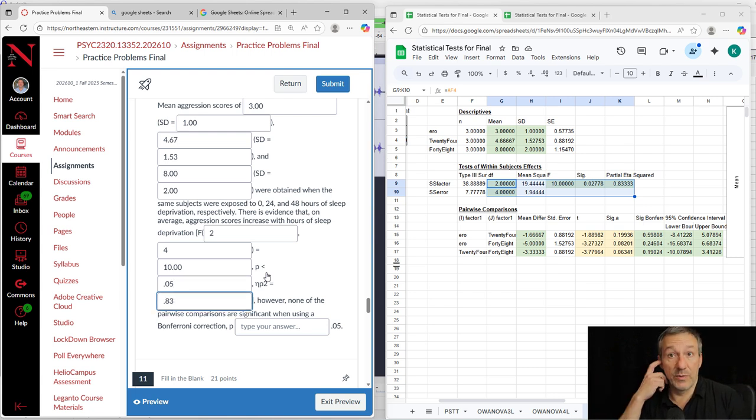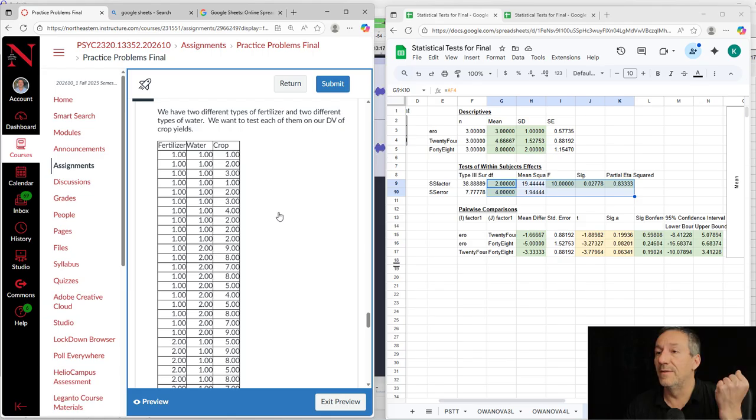I know it lists a 0, but we don't. However, none of the comparisons are significant when using a Bonferroni correction. And all you have to do here is put in the sign the right way. So p is greater than 0.05.